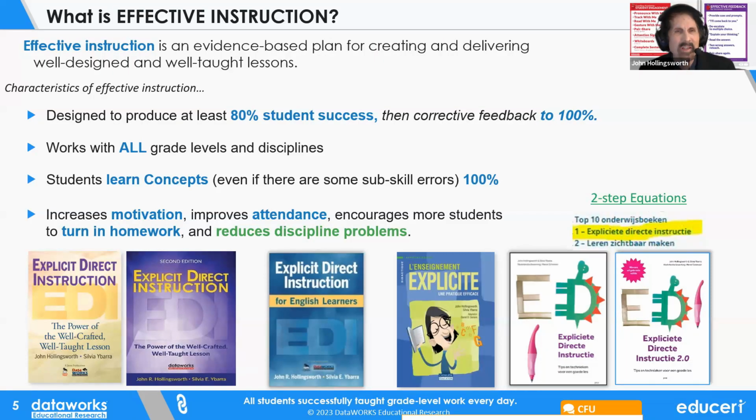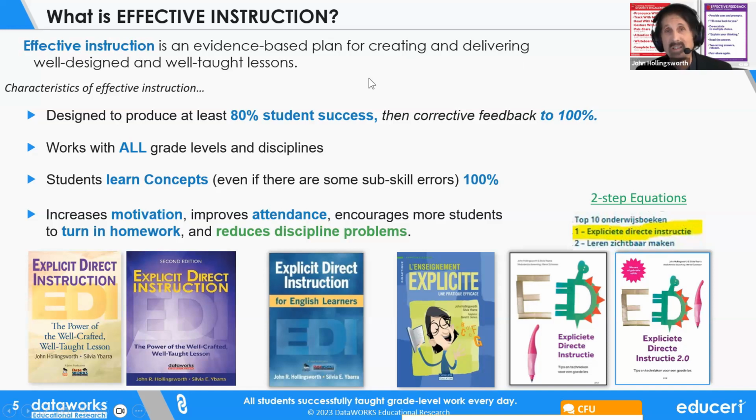So we started thinking about, well, I think we should all read the question together. Okay, everybody, let's read. Ready, go. What is effective instruction? So we started thinking, so just in general, what is effective instruction? Okay, and if you look up here, effective instruction: an evidence-based plan, look at this, creating and delivering well-designed and well-taught lessons.